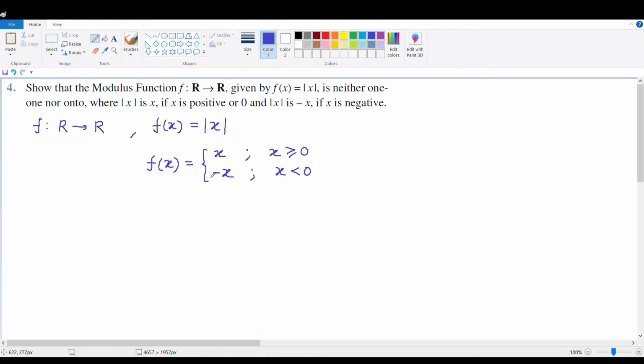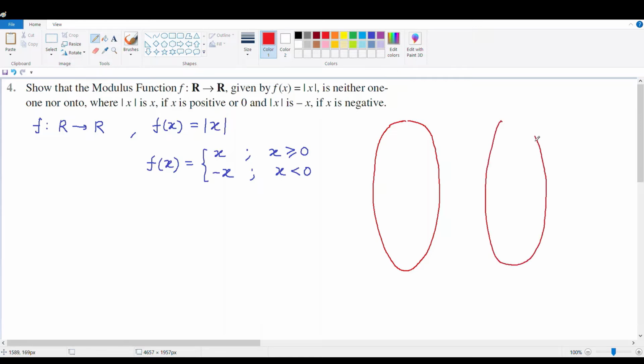So this function is actually this piecewise function, and that's what they tried to tell you in this other part of the sentence, where mod of x is x if x is positive or 0. When x is greater than or equal to 0, it is x, and it's negative x when x is negative. So it's negative x when x is less than 0, right? Okay, now the function is from real number to real number. So R to R.